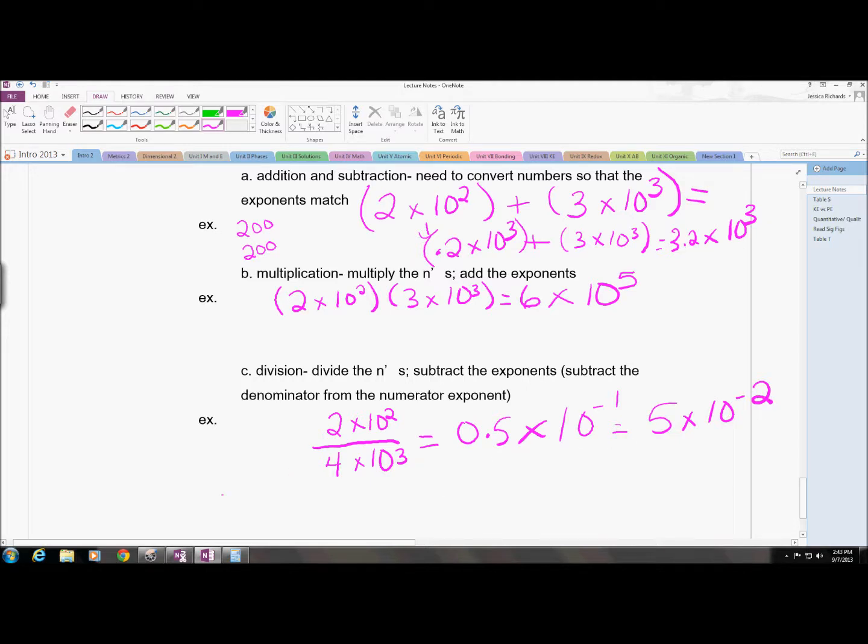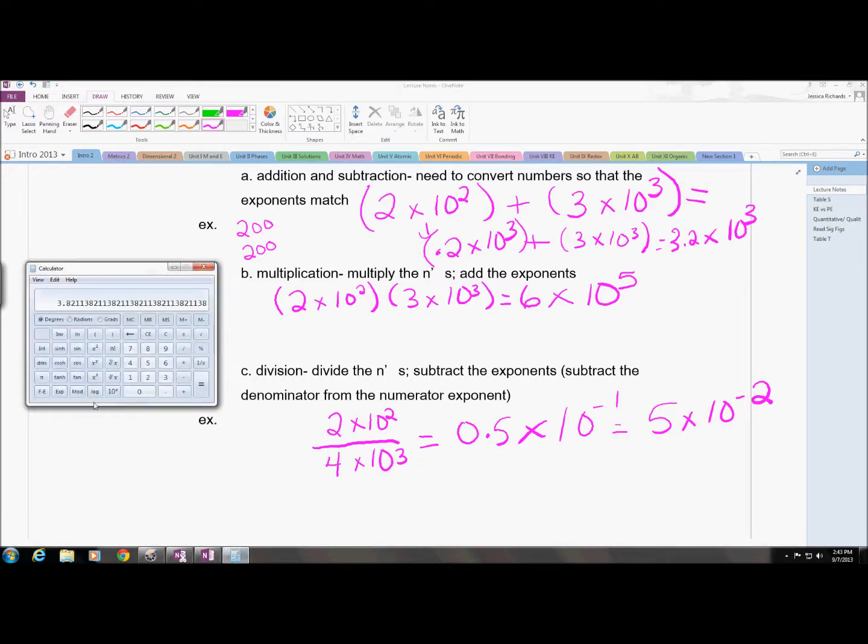Easiest thing to do with scientific notation is, again, learn to use the calculator. Learn to use that exponent button. 2 times 10 to the second divided by 4 times 10 to the third equals 0.05. That's the same thing as 0.5 times 10 to the negative first. It's the same thing as 5 times 10 to the negative second, 2 places over.